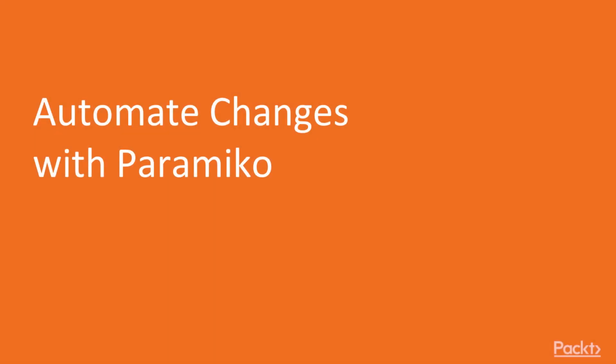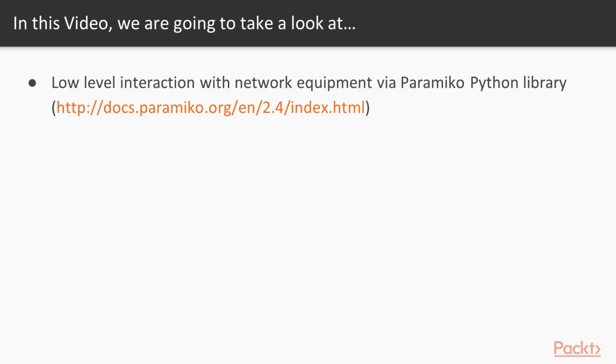Hi. In this video, we're going to take a look at automating the changes using the Paramiko package. We're going to look at the low-level interaction with network equipment via the Paramiko Python library. And by low-level, I don't mean it's easy or simple. What I mean is low-level is abstracted from the human interaction.